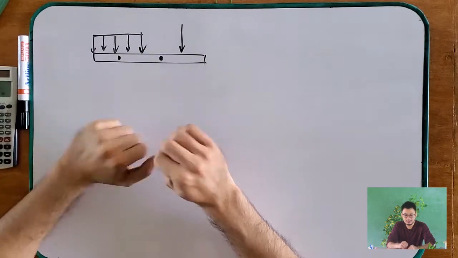But this is not enough. Only knowing the internal loadings at a single point on the beam is not enough. Because when designing a beam, it is very important that you are able to know the maximum shear and maximum moment of your beam. Because they determine the greatest load that your beam or structural member can bear.